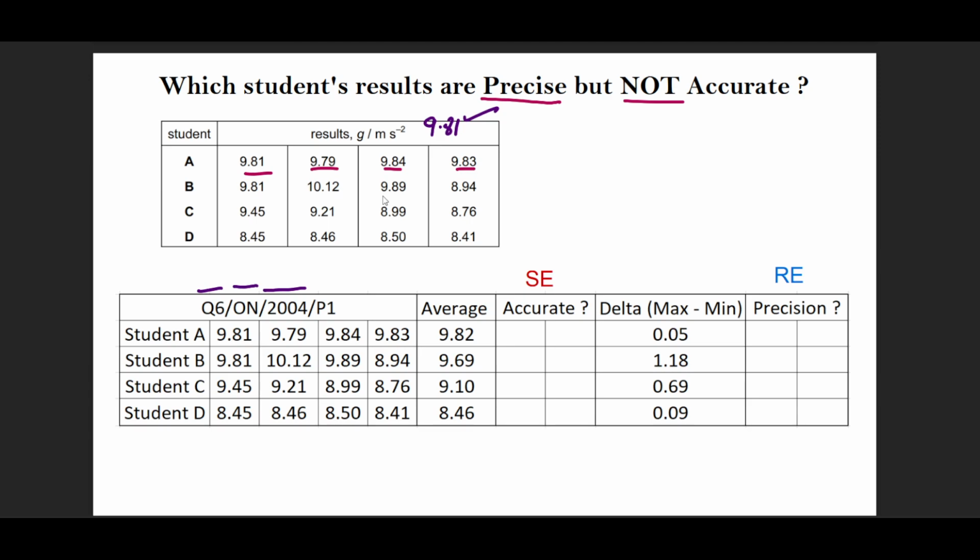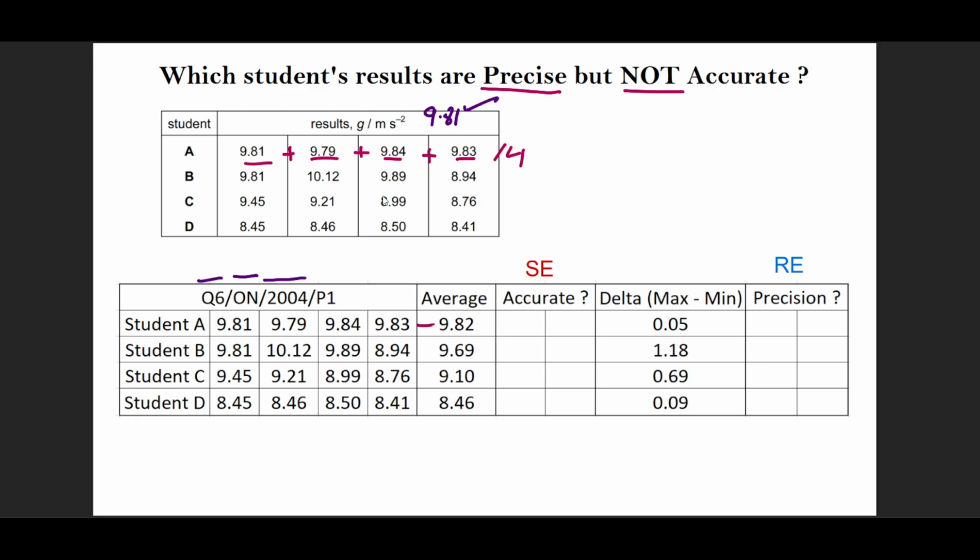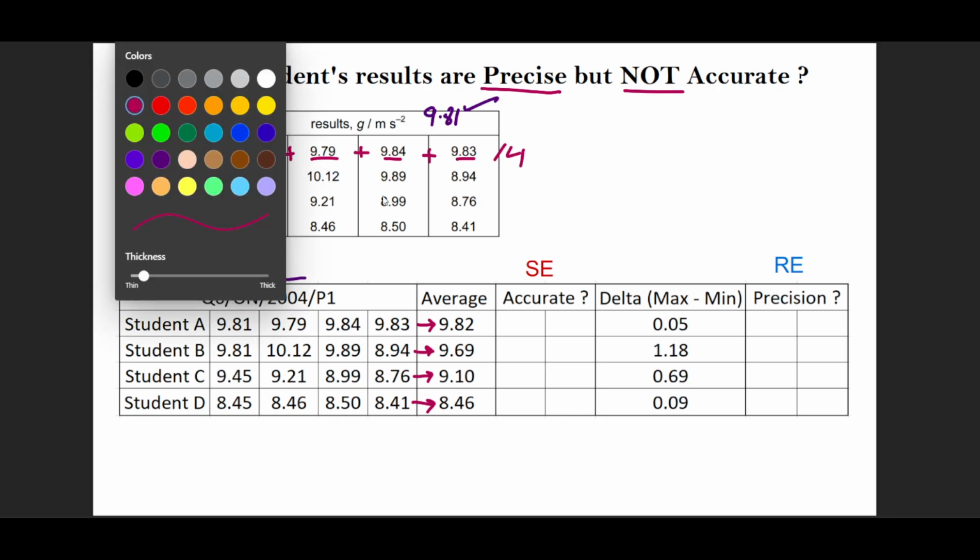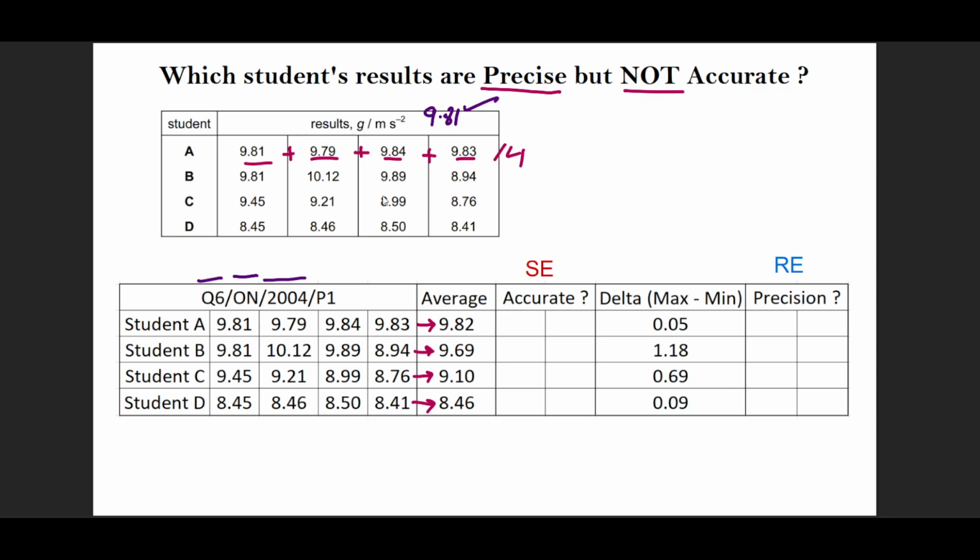So what you do, you take the average of all the options for student A. So 9.81 plus 9.79 plus 9.84 plus 9.83 divided by 4, because these are 4 values. And I've done this for all the options. You can see that the average for the first value is 9.82, then 9.69, then 9.1, and then 8.46. Based on this data, I can precisely calculate, or you can say I can decide, which one is going to have the highest accuracy, which one got closest to 9.81.